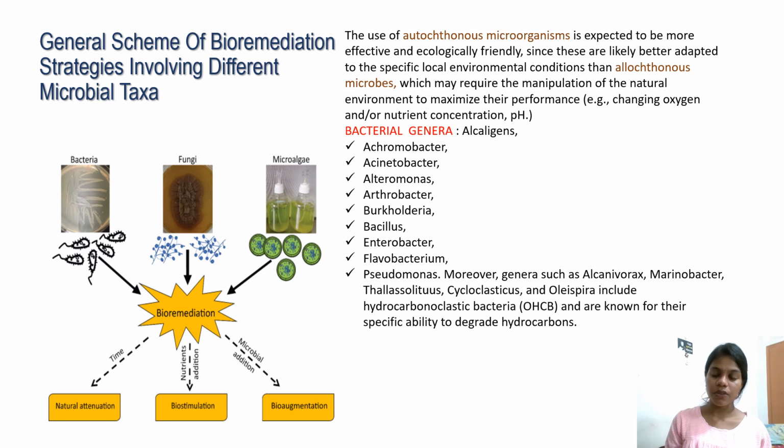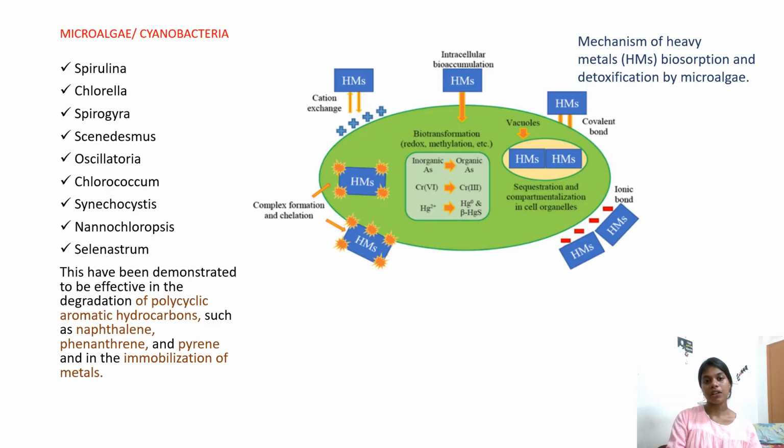Genera such as Alcanivorax, Marinobacter, Thalassolitus, Cycloclasticus, and Oleispira include hydrocarbonoclastic bacteria and are known for their specific ability to degrade hydrocarbons. As I already mentioned, polycyclic hydrocarbons are the major contaminant in the marine environment. So next is microalgae or cyanobacteria. We can also use microalgae for bioremediation. These are the classes of microalgae that have been used for bioremediation.